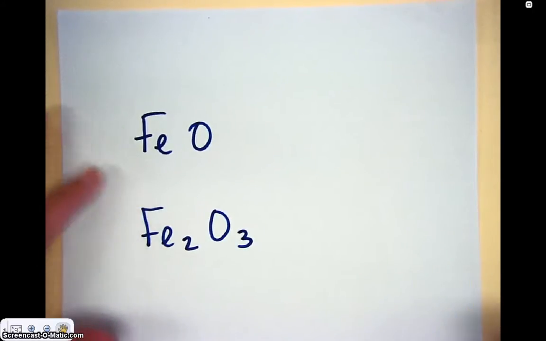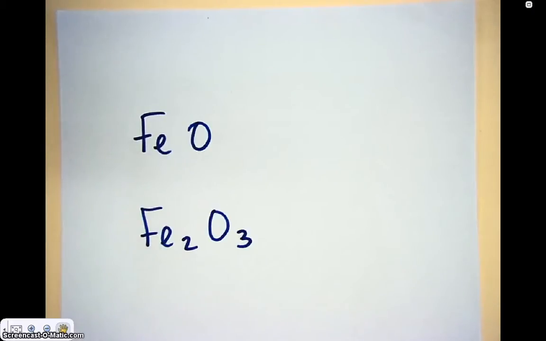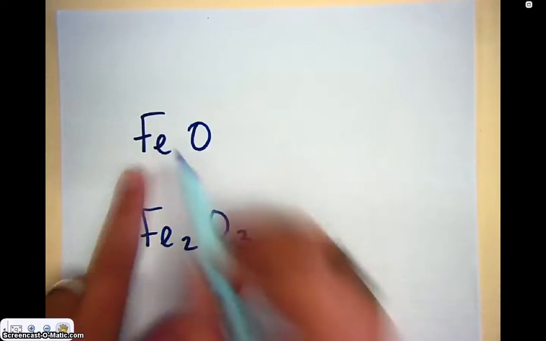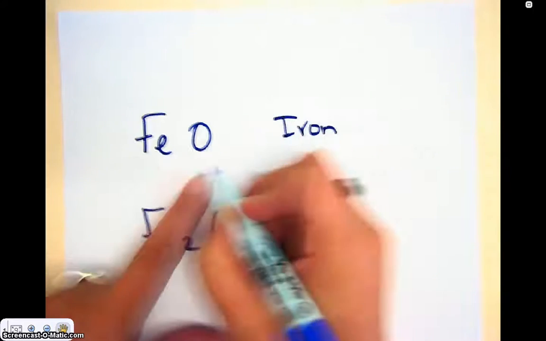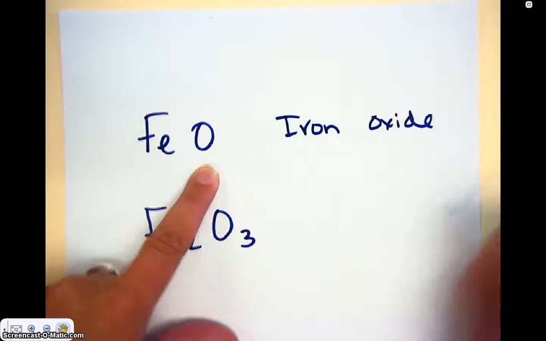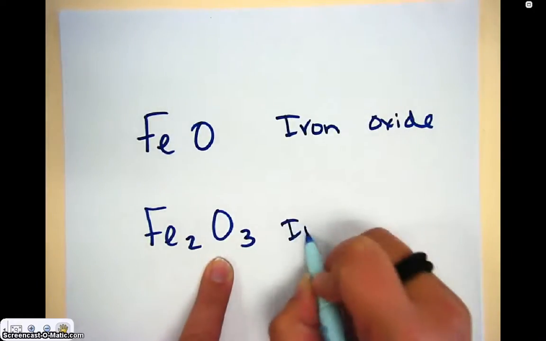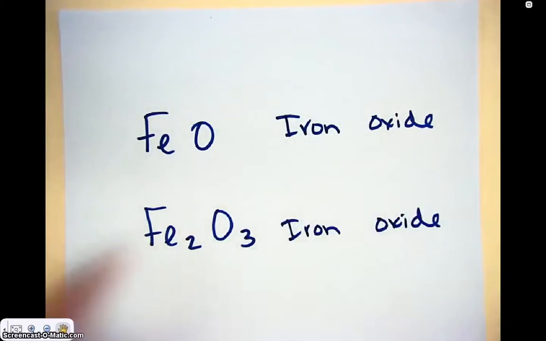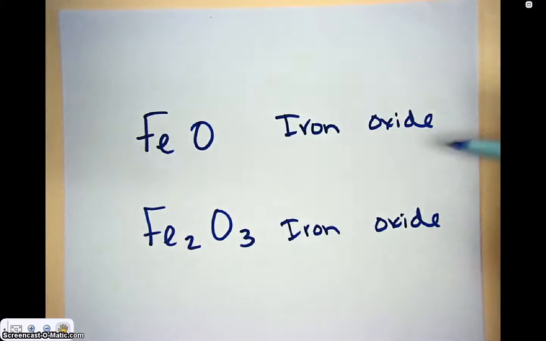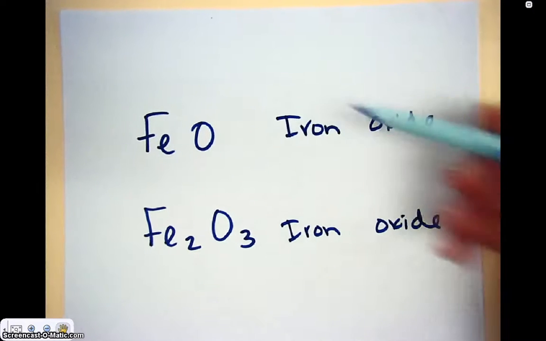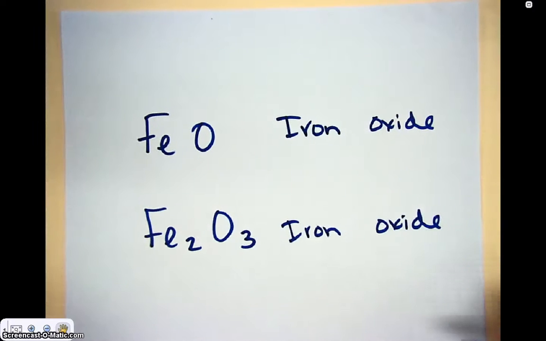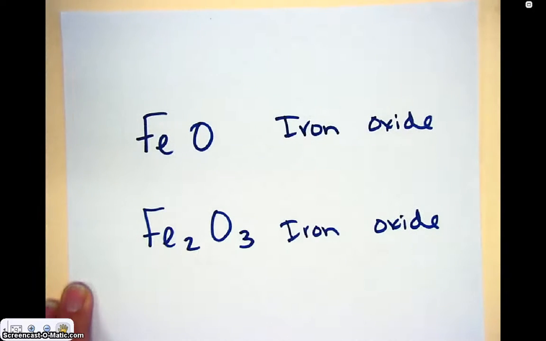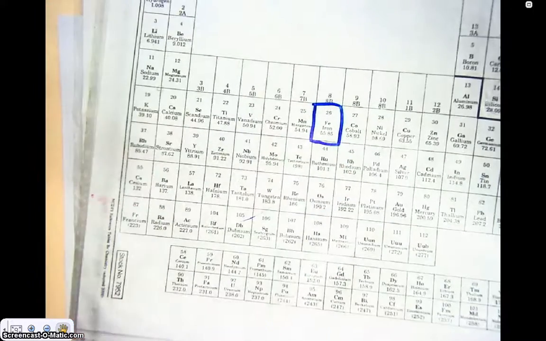Now, according to our traditional naming, the way that we've learned to name simple ionic compounds, we would name the cation first, so we would say iron, and then the end would be oxide. And then here, again, I would have iron oxide. Okay? So if we just looked at the name, we wouldn't know whether we were talking about this iron oxide or this iron oxide. We also wouldn't have any idea how to write the formula, because if we looked at our reference tables, iron isn't in a group where we know the charge.